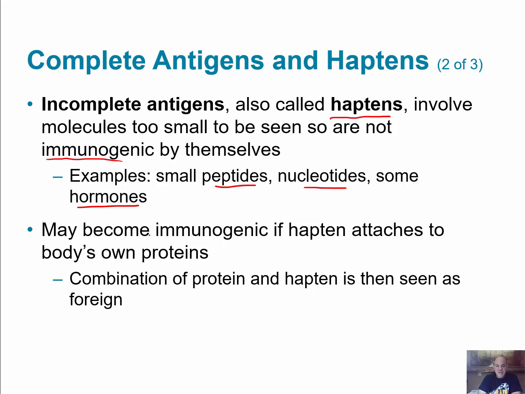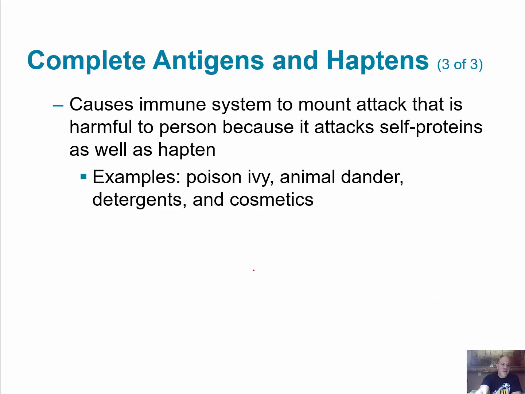While they may themselves not be immunogenic, they can become immunogenic if the hapten attaches to your body's own proteins. So the combination of the protein and the hapten is then seen as foreign. And this can create problems. This can cause the immune system to mount an attack that is harmful to the person because it attacks self-proteins as well as the hapten. Examples would be poison ivy, animal dander, detergents, and cosmetics that can have this effect.